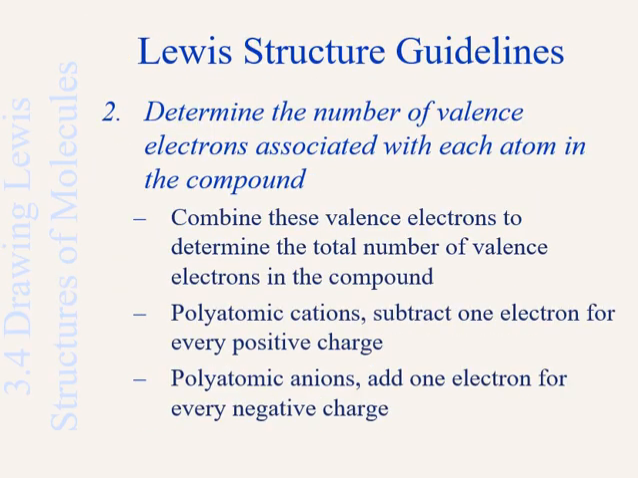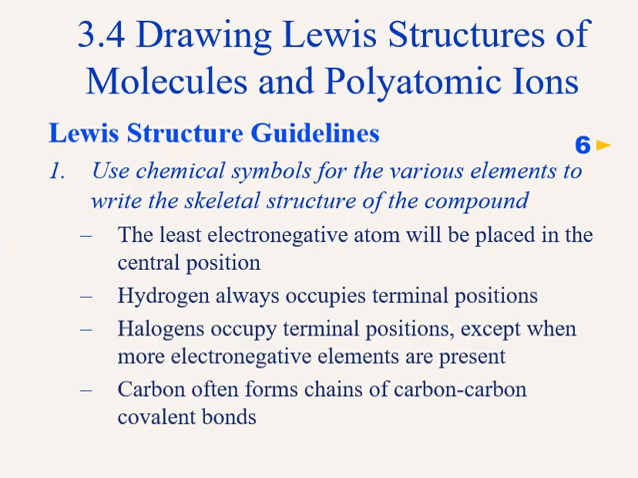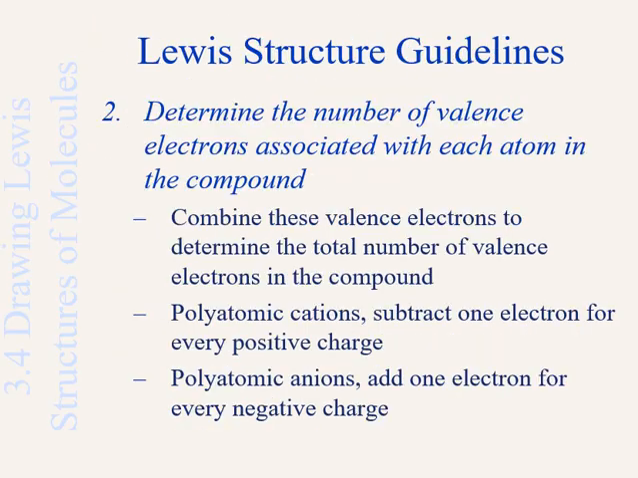So first thing, use chemical symbols for the various elements to write the skeletal structure of the compound, and then determine the number of valence electrons associated with each atom in the compound. Okay? So you need to be able to write the electron configuration. That's right, from chapter 2. Once you have the electron configuration, then you know which are the valence electrons, and you need to count how many total valence electrons are there in the entire molecule.